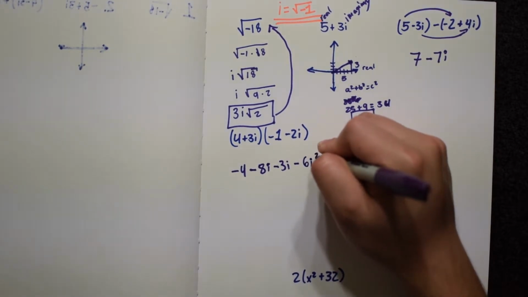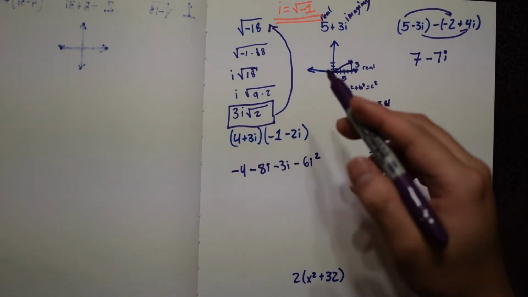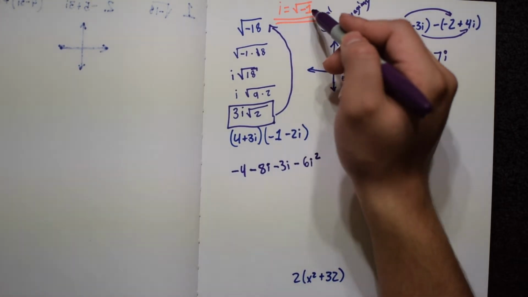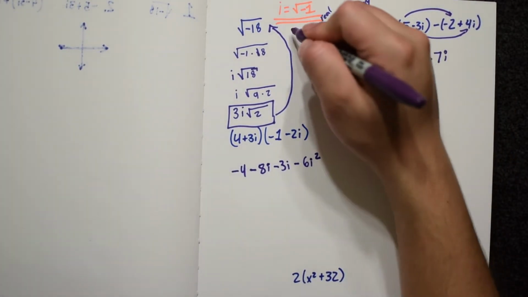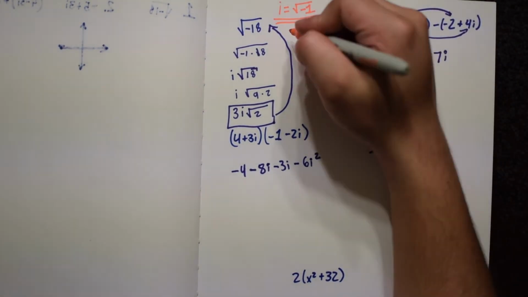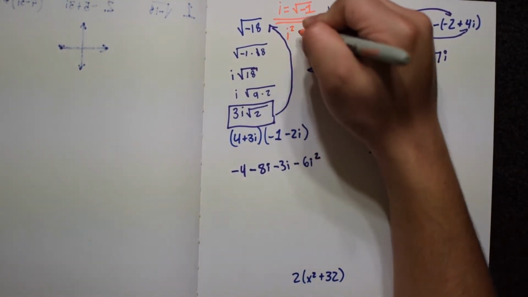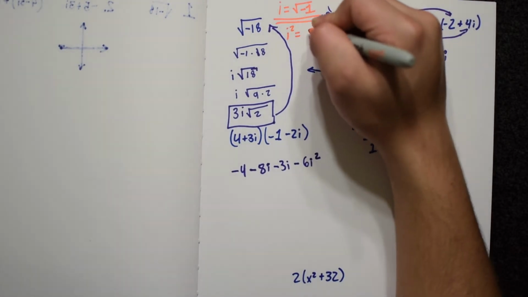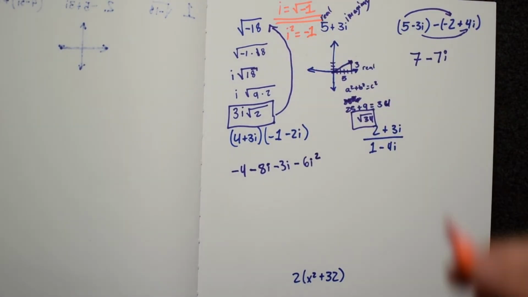-6i squared. Now, if it stands true that i is equal to the square root of -1, then, and I'm going to write this in orange, i squared is equal to just simply -1.